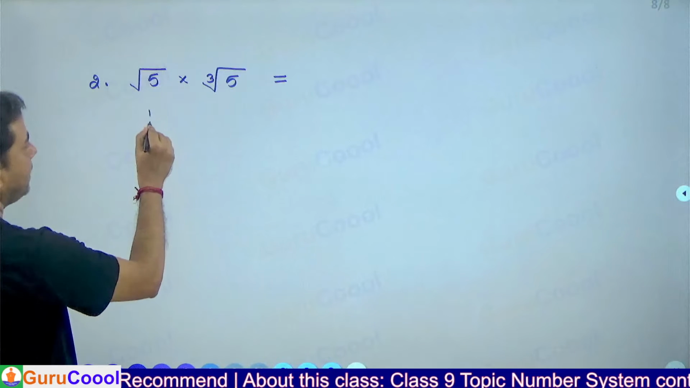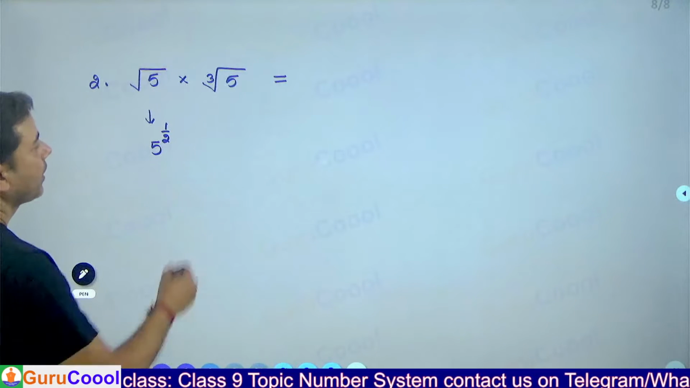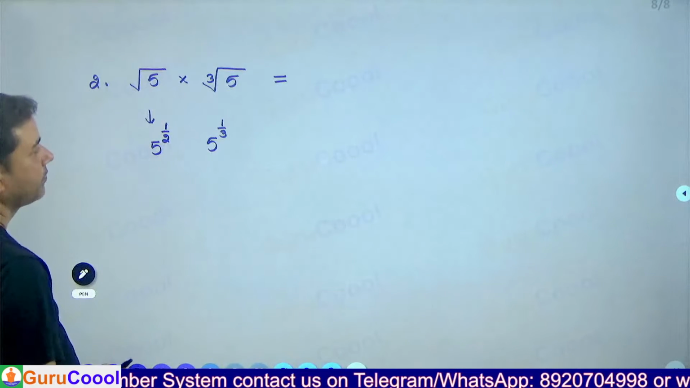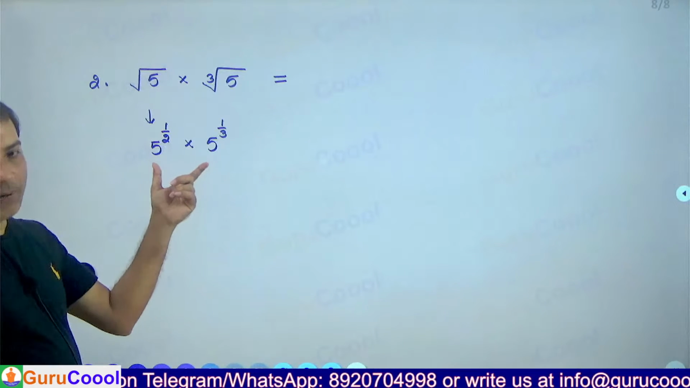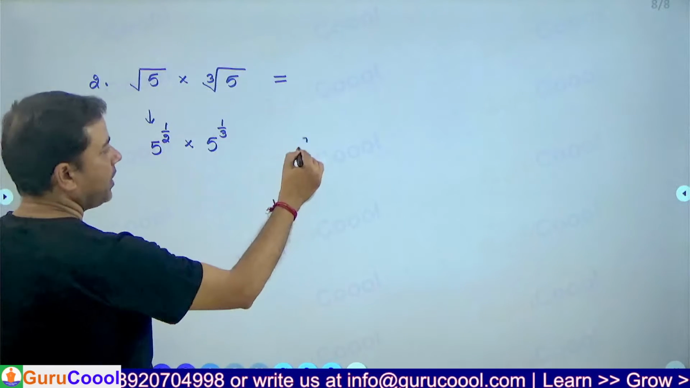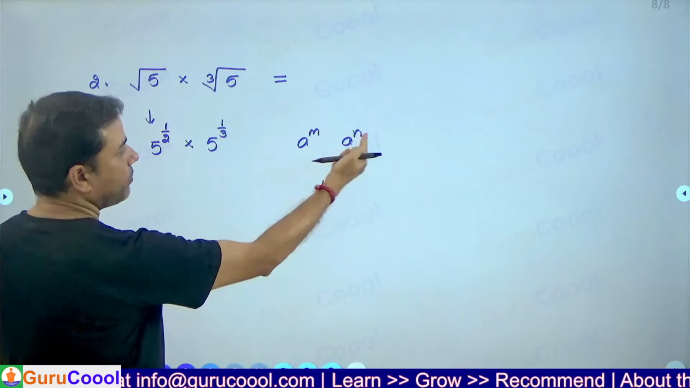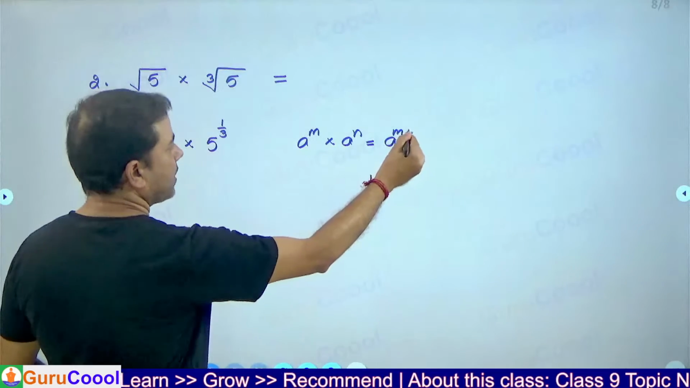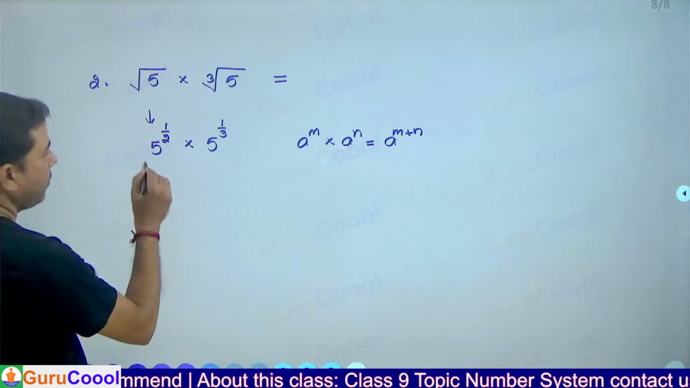Root 5 means 5 raised to the power 1 by 2, right? The second one is 5 raised to the power 1 by 3, right? Multiply sign between them. Which law of exponent is matching with the situation? Same base, different powers: a raised to the power m, a raised to the power n. Same base, different powers, and multiply sign between them says that a raised to the power m plus n can be written. So we can follow the rule.